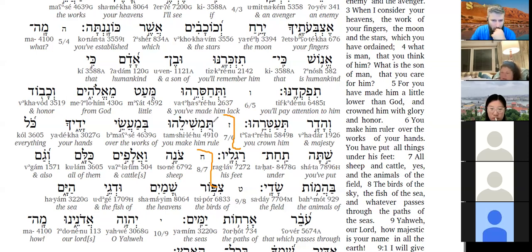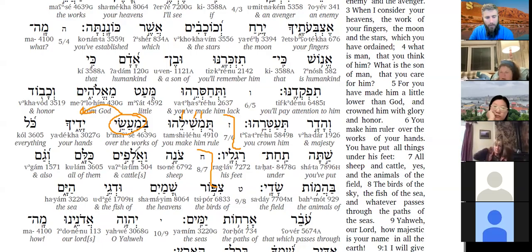Tamshilehu. What is the root? Mem shin lamed, mashal, to rule. What binyan is it? Hiphil. Yeah, and ehu is the suffix. So second person, you made or caused him to rule. B'ma'aseh yadecha. Rule what? Rule over the works of, construct form, your hands.